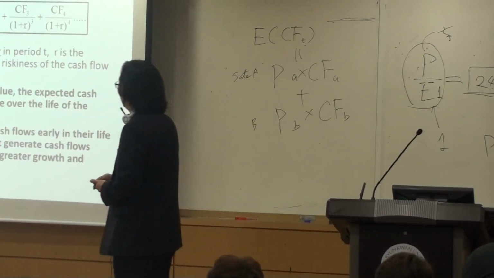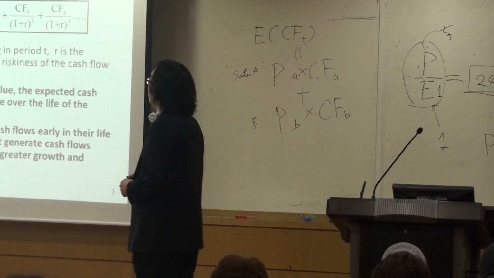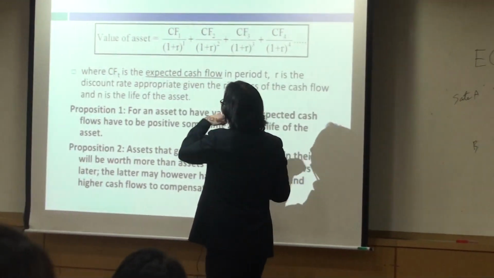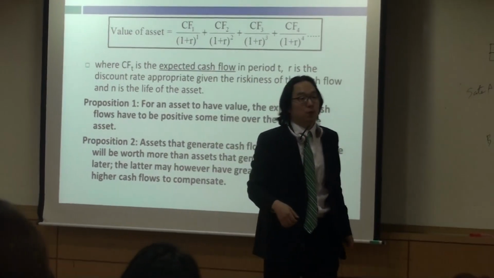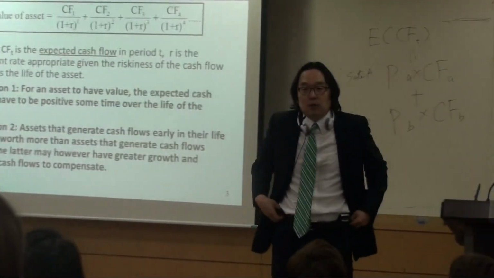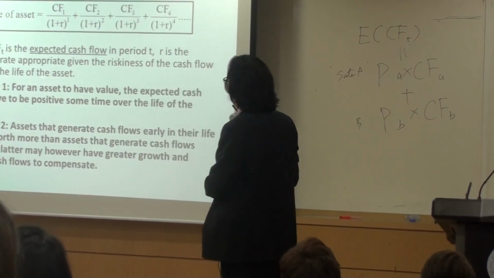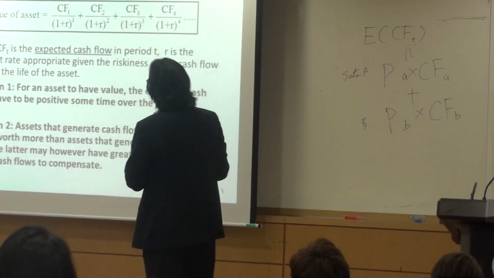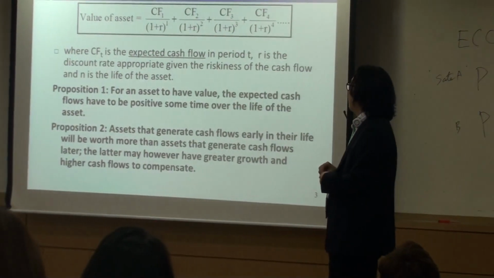Expected value, expected cash flow. Okay, that's the important one. And then your job is to discount those expected future cash flows with the relevant cost of capital, the discount rate, R. For an asset, two things come to mind.